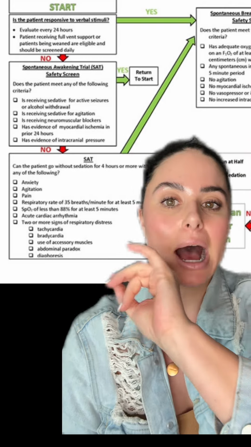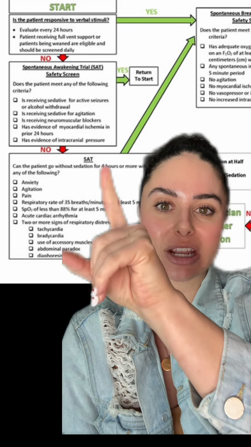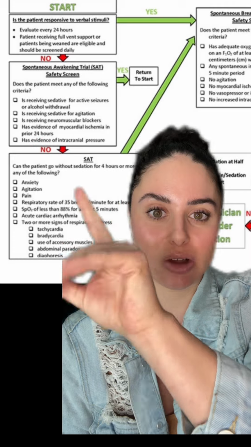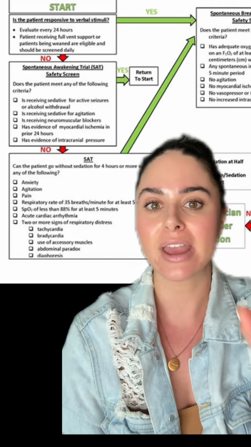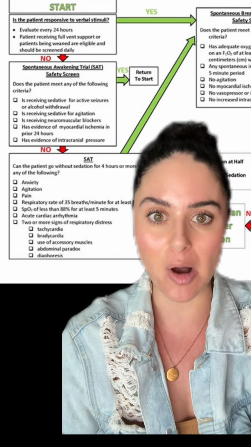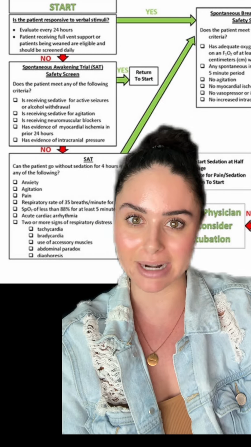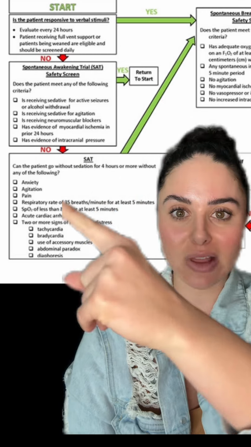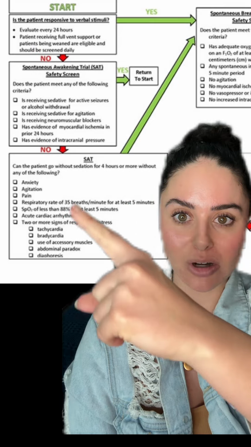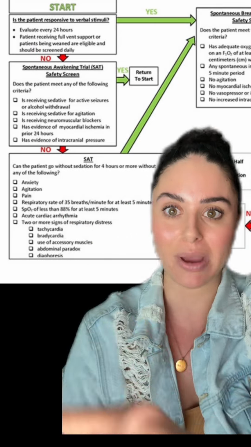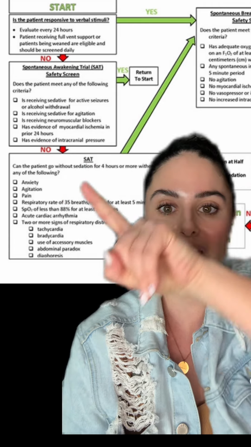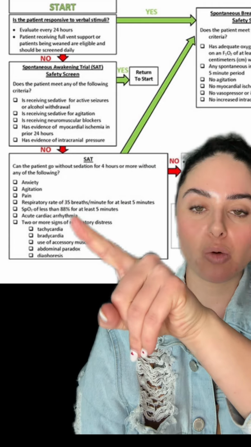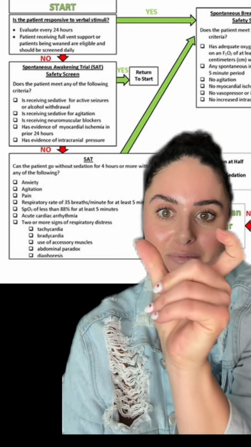But what the spontaneous awakening trial does is it tells you to turn off your patient's sedation completely. So if they are on propofol and fentanyl, turn off the propofol completely. You usually can leave the pain medicine, and we're going to assess if the patient can go 4 or more hours without any of the following. So can your patient not be anxious, not be agitated, not be in pain, not breathe 35 times a minute or more for a sustained period of 5 minutes?